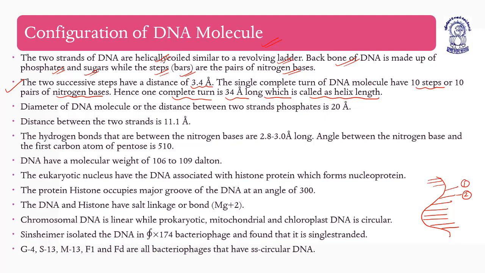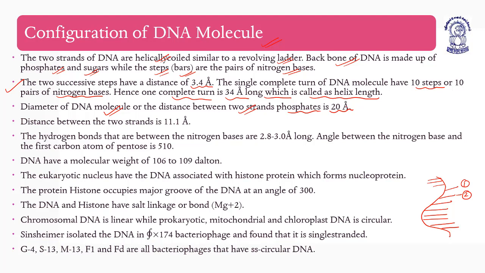Two successive ladders are separated by a distance of 3.4 angstrom. Ten steps are there in one turn. This one turn has a length of 34 angstrom, which is known as the helix length. The diameter of the DNA molecule, or the distance between two strands' phosphates, is 20 angstrom.